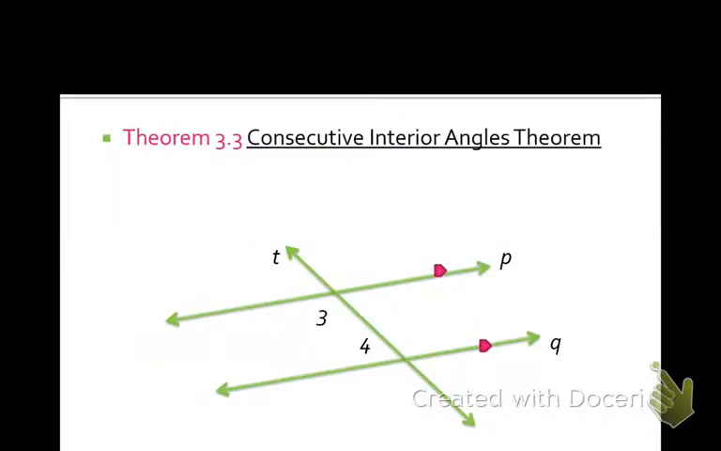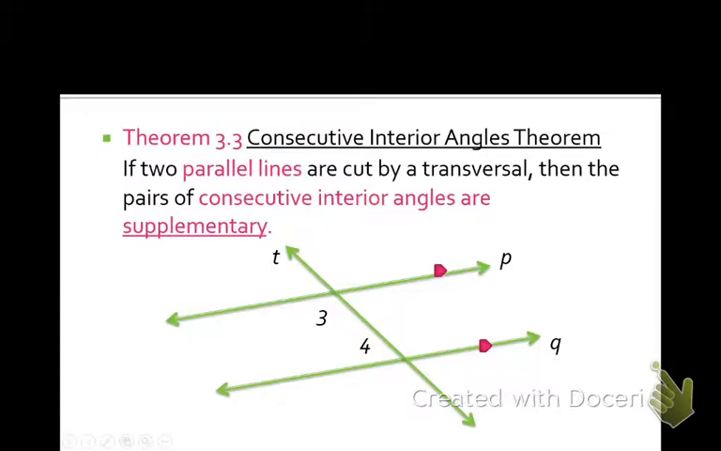Consecutive interior angles theorem. It says that when I have parallel lines, the consecutive interior angles are supplementary. They add to 180. They're not congruent. They add to 180. Consecutive interior angles. 3 and 4. They're on the same side of the transversal inside the lines. They're going to make 180.